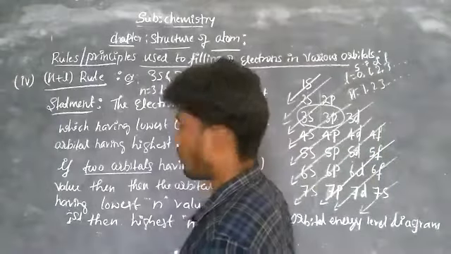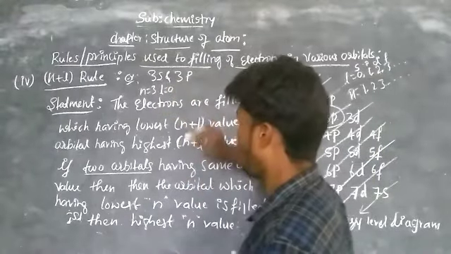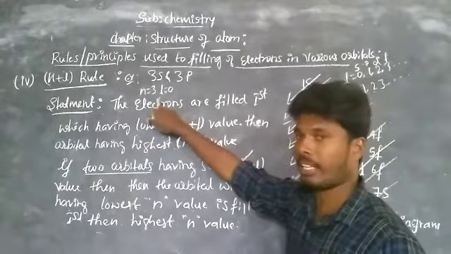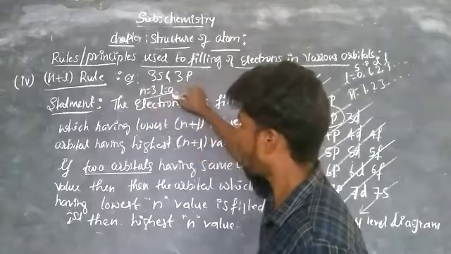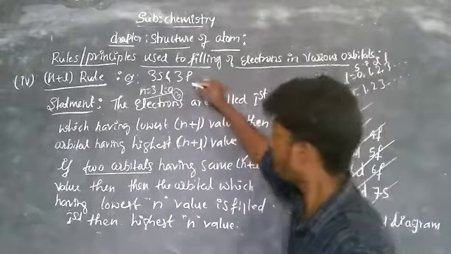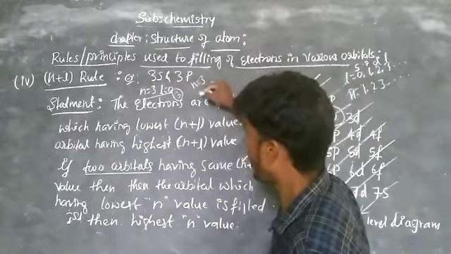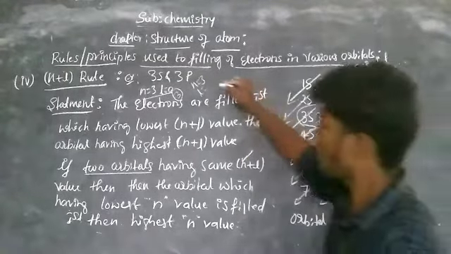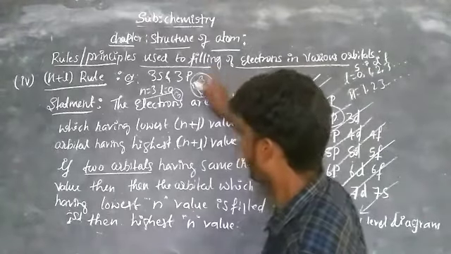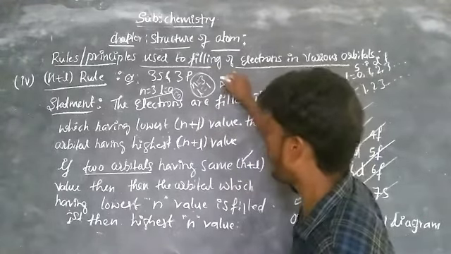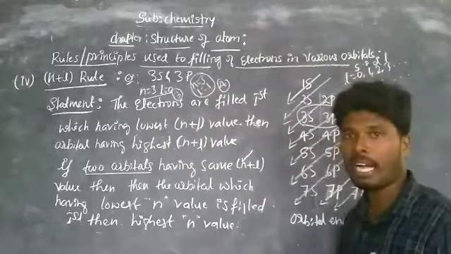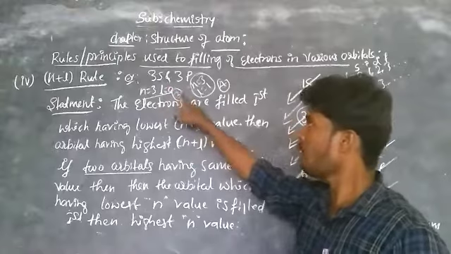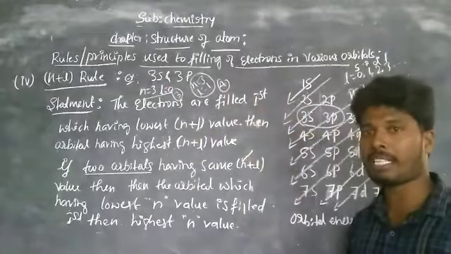So s is 0, means l is 0 for 3s. Now add these to n plus l. What is the n plus l value here? 3. So here the n plus l value is 3. And similarly for this one, the n value is how much? 3. And the l value for the p orbital is 1, right? So n plus l is 4. So among these two, which one has the highest and lowest n plus l value? 3s has the lowest n plus l value and 3p has the highest.